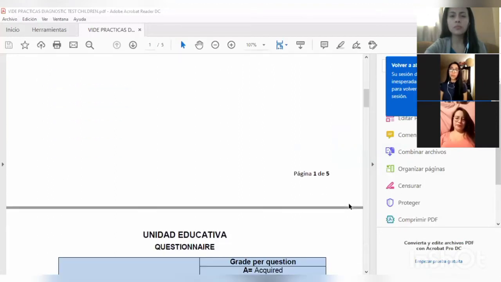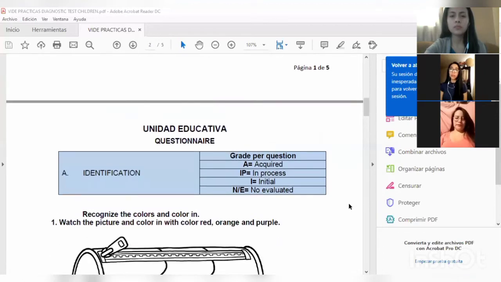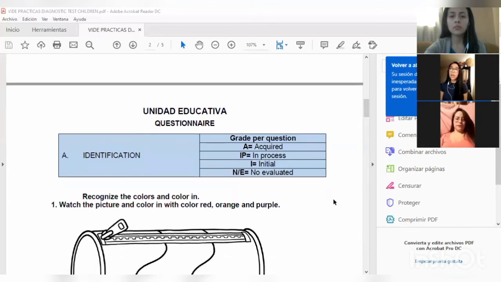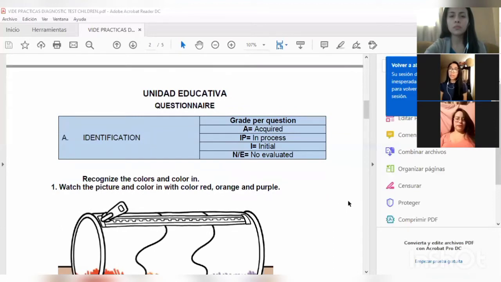Okay, before beginning with the structure of the questionnaire, I could say that this questionnaire is for children, so we should grade in a qualitative way. So we have first identification. We have a table with grade per question. For example, A for acquired, IP for in process, I for initial, and NE for not evaluated.